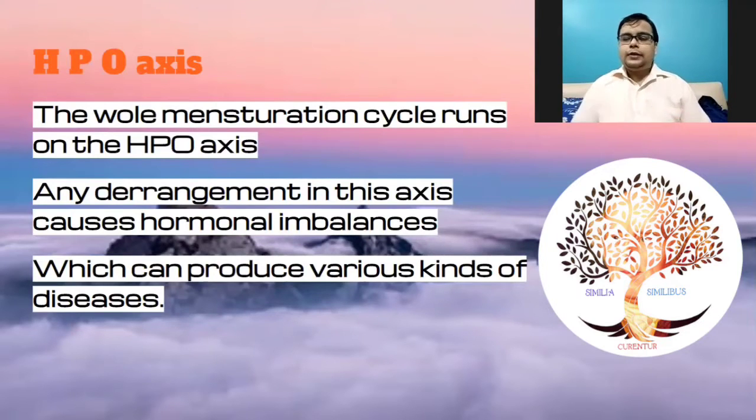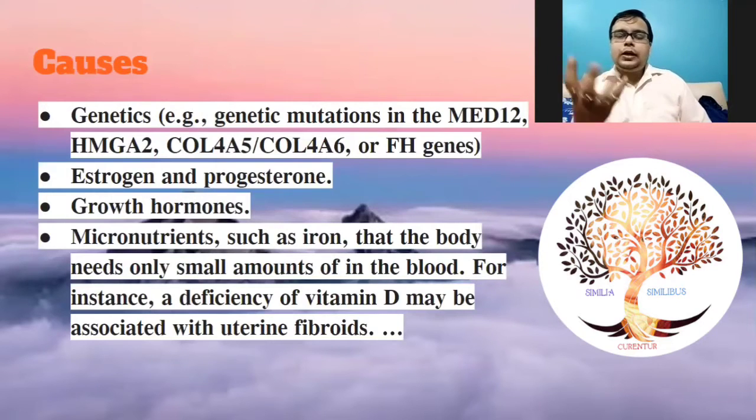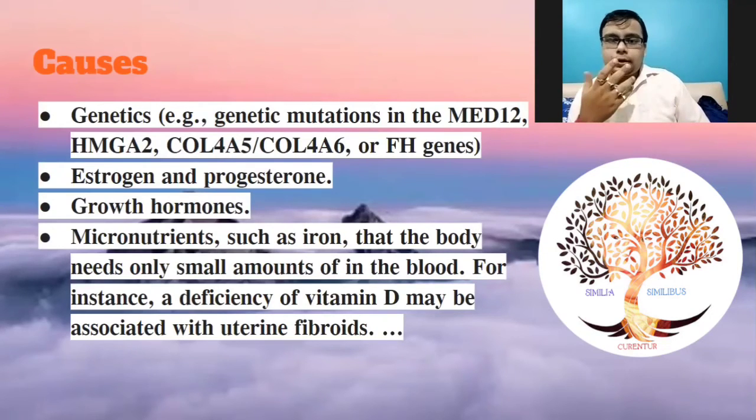Next, as we said in the previous video, the whole menstruation process depends on the HPO axis, and any derangement in this axis causes hormonal imbalances, which can produce various kinds of diseases. The cause of uterine fibroid. Now, this is the very important part. One of the major causes thought about uterine fibroid is genetics. Genetic mutation in a few genes may cause uterine fibroid and make it a hereditary disease.